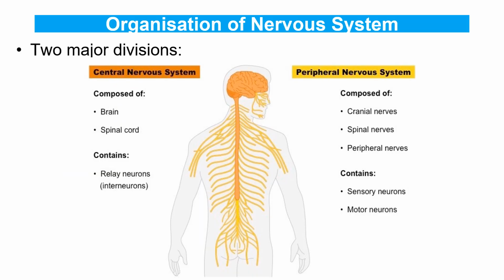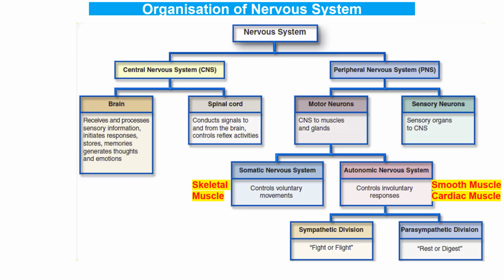One thing you need to be aware of in the background is the organisation of the nervous system. There is a central nervous system, which is composed of the brain and the spinal cord and includes relay neurons, and then you have the peripheral nervous system, which is your cranial nerves, spinal nerves and peripheral nerves, so the nerves down your arms, etc. And that contains sensory neurons and motor neurons.